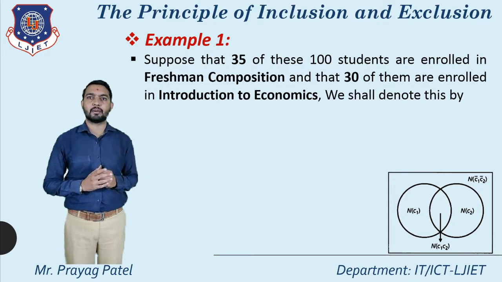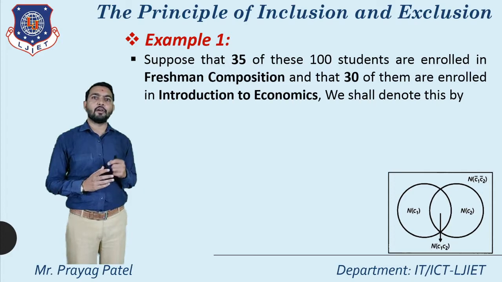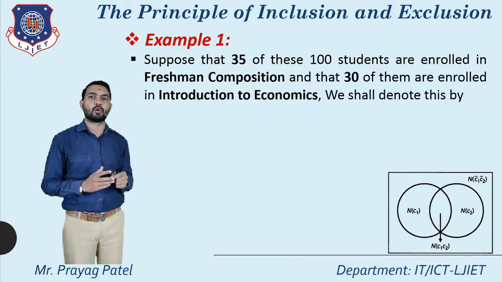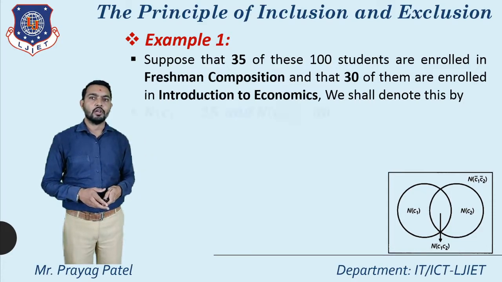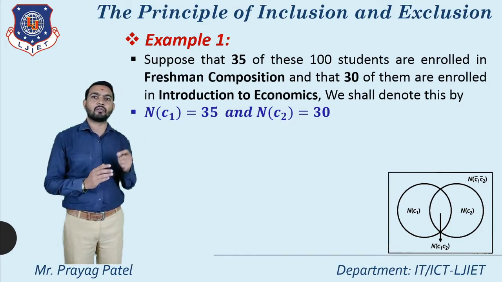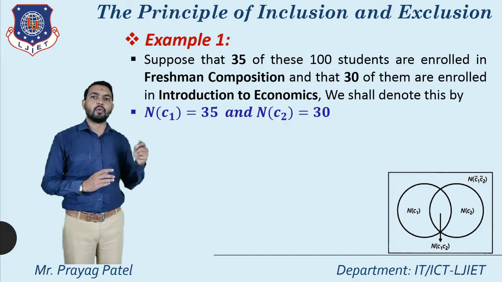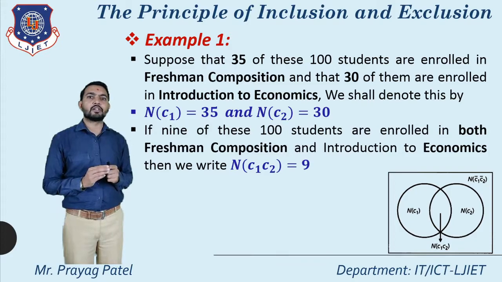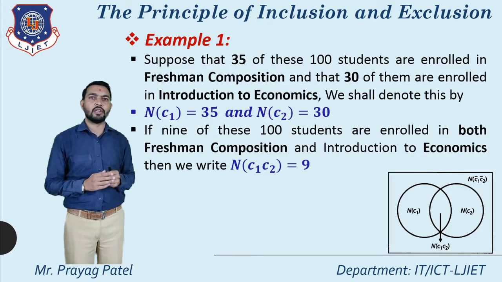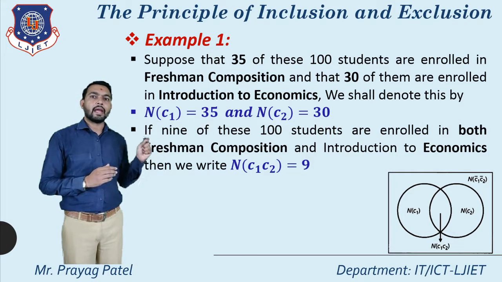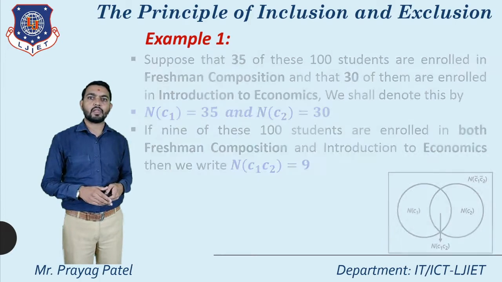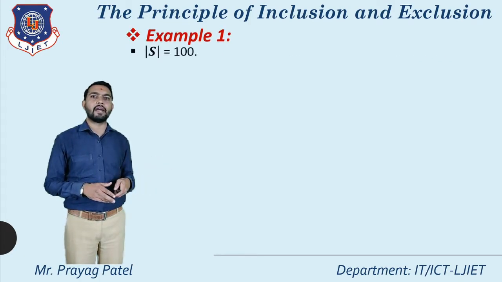Now see in this example. Suppose that 35 of the 100 students are enrolled in freshman composition and 30 students are enrolled in introduction to economics. So N(C1) = 35 and N(C2) = 30. If 9 of the 100 students are enrolled in both freshman composition and introduction to economics, then N(C1C2) = 9. From these three values we can find the next value.